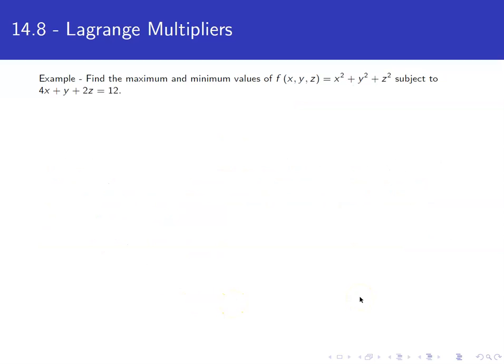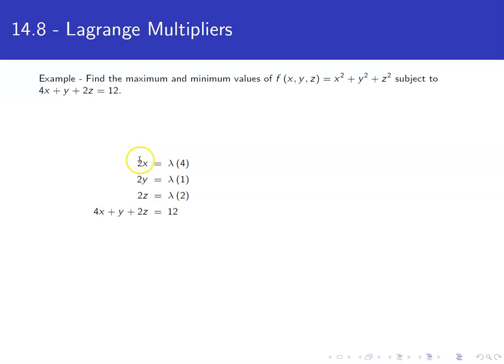Let's look at another example that deals with functions of 3 variables. Say we want to find the maximum and minimum values of f of x, y, z equals x squared plus y squared plus z squared, subject to the constraint 4x plus y plus 2z equals 12. So just like what we did for the functions of 2 variables, for functions of 3 variables, we'll set up our system of equations by setting our gradients being scalar multiples of each other. That's where the first 3 equations come from. And then our fourth one's going to be the constraint equation.